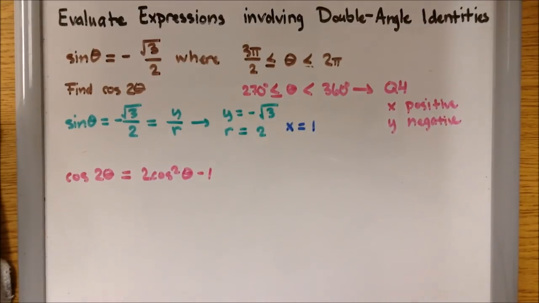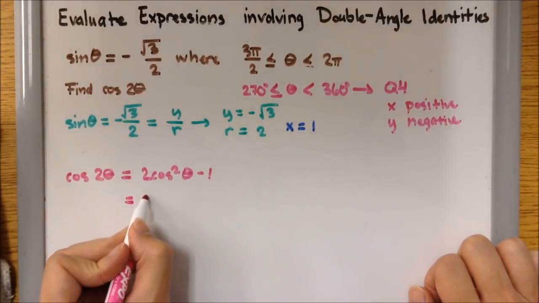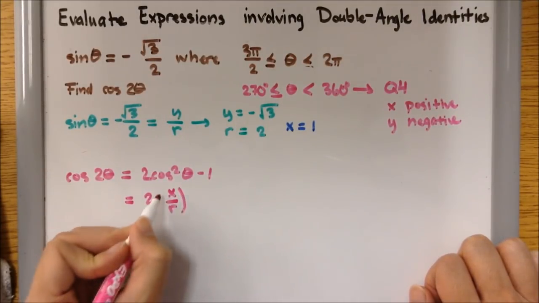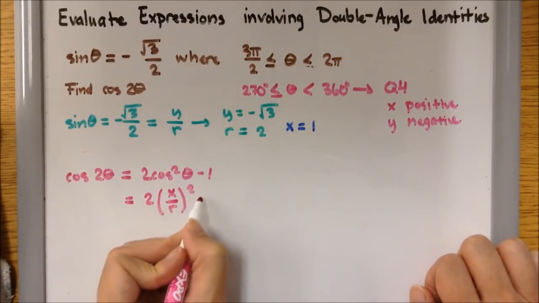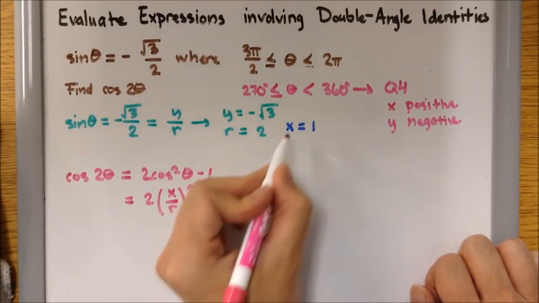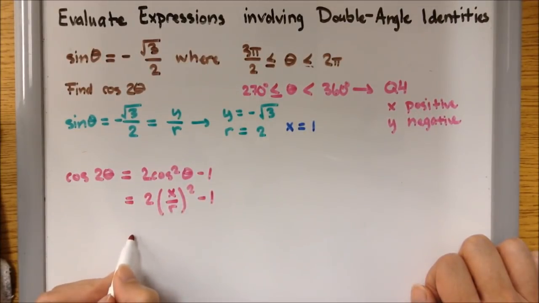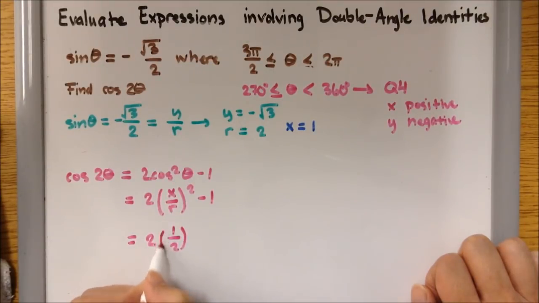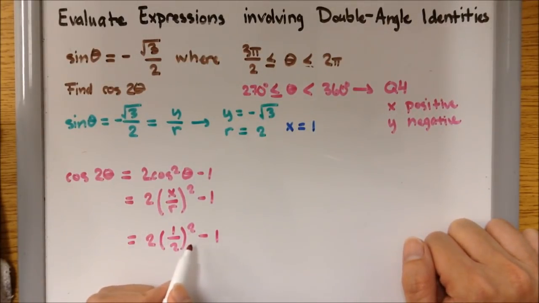Alright, so the definition of cosine is x over r, squared, minus 1. So now I'm going to plug in my x value and my r value. 1 over 2, squared, minus 1. Now, I'm going to use PEMDAS, so nothing to worry about parentheses. We got one number. So exponent, so 1/2 squared will become 1/4.